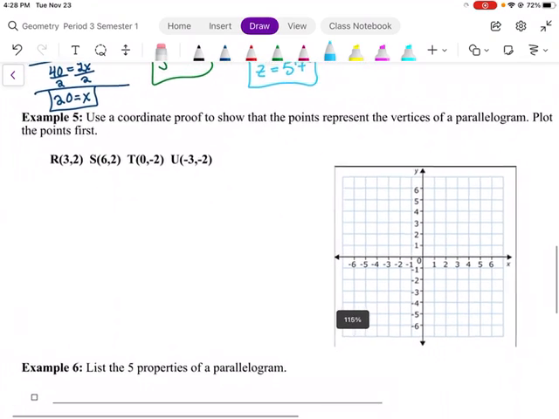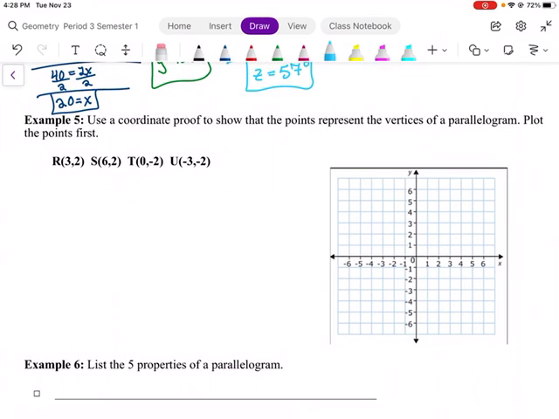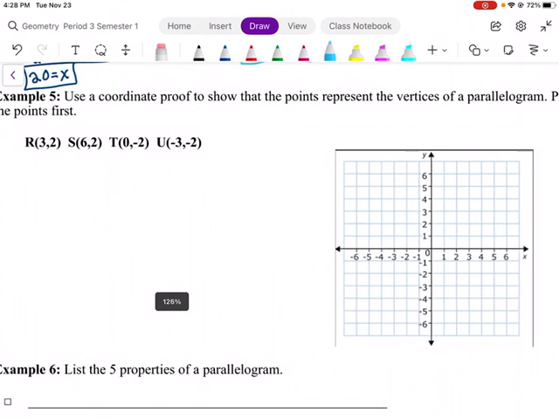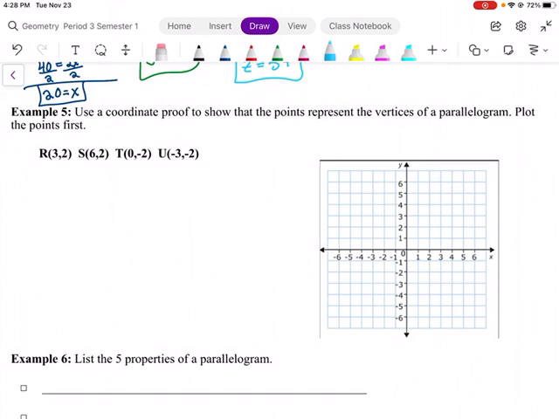For this one, I am going to introduce it in this lesson, and then we are going to be practicing it in a couple of days in next lesson. But for now, we're just going to introduce it so you have an idea of what you are expected to do for this problem. For this, we're going to use a coordinate proof to show that the points represent the vertices of a parallelogram. The first thing we're going to do is plot these points on our graph. And when you plot them, you should label the letters for the points.